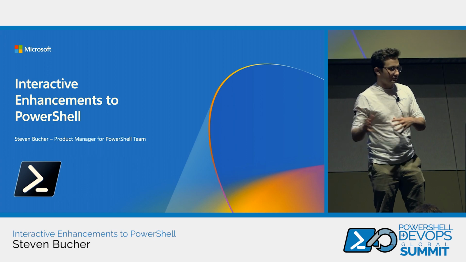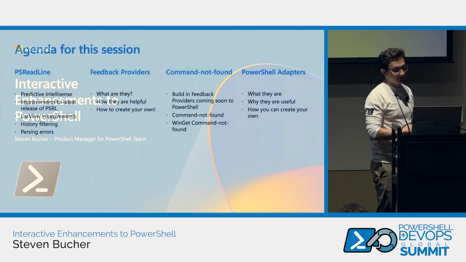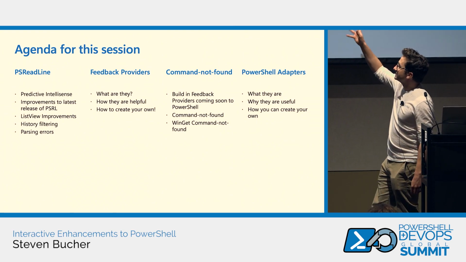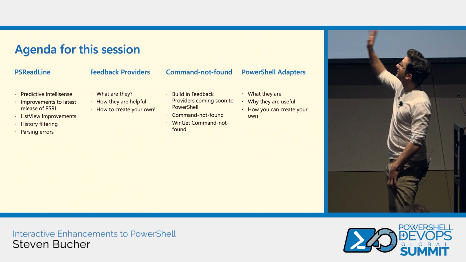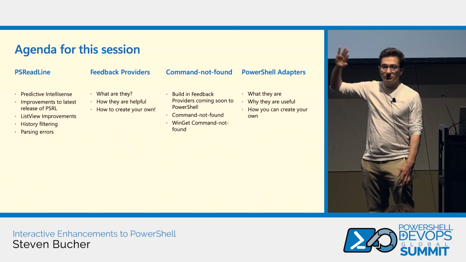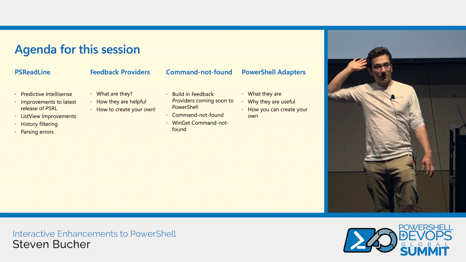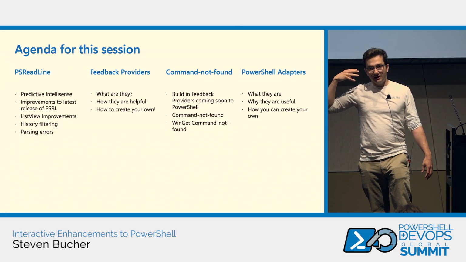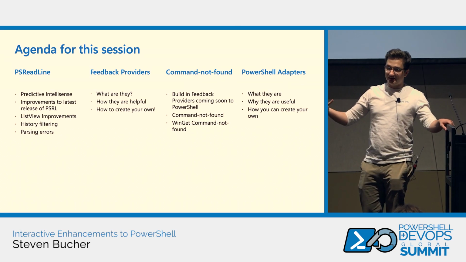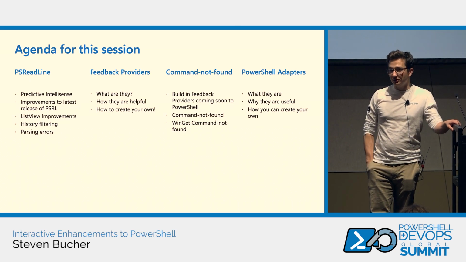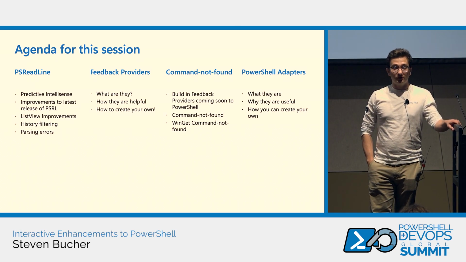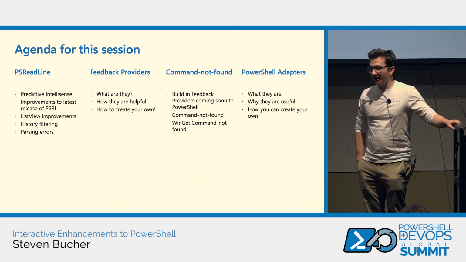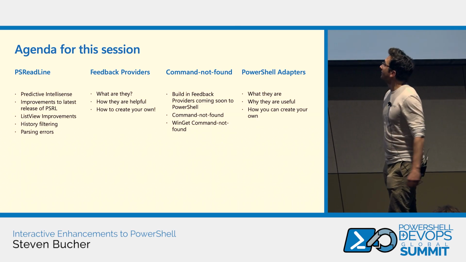And so I'm going to go into all sorts of things. We've got a pretty packed agenda. I'm going to talk about PSReadLine, some improvements, some predictive intelligence stuff that we've been doing. And then I'm going to spend probably most of the time talking about this new thing that we're calling feedback providers. This is something that we're building into the engine that can help provide feedback to users, as well as something that you can utilize to help encourage folks in your organizations or even yourself, as a reminder. But I'll talk more about that later.